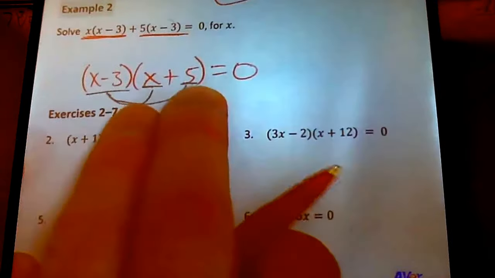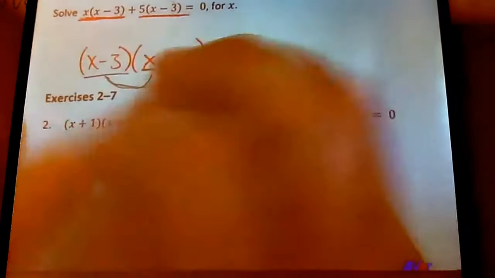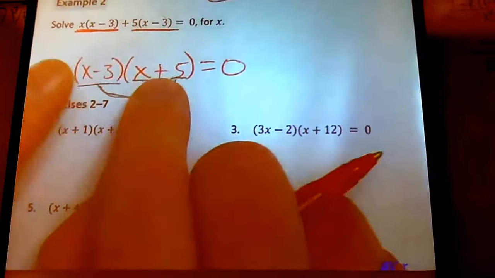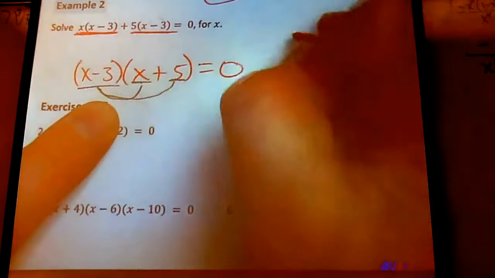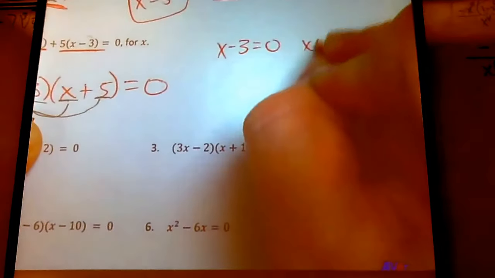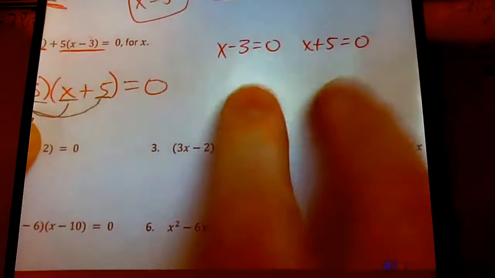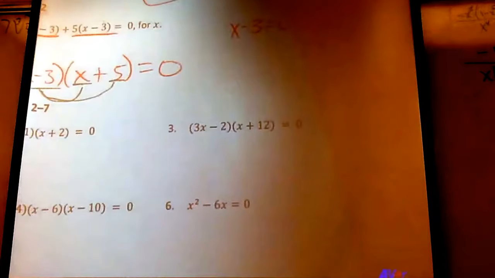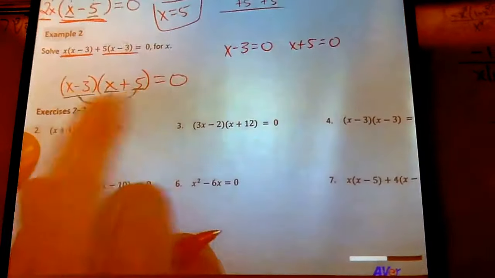Now to solve for x, what do you know? Figured it out yet? No. You take each one of these and make it equal 0. X minus 3 equals 0. And then x plus 5 equals 0. Solve each one. So, okay, it's just like at the beginning. You're just trying to make the stuff in the parentheses be 0.